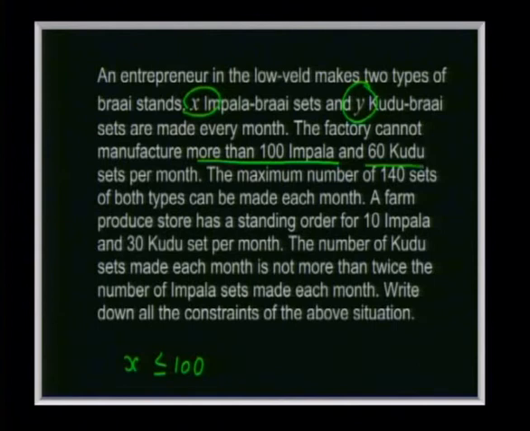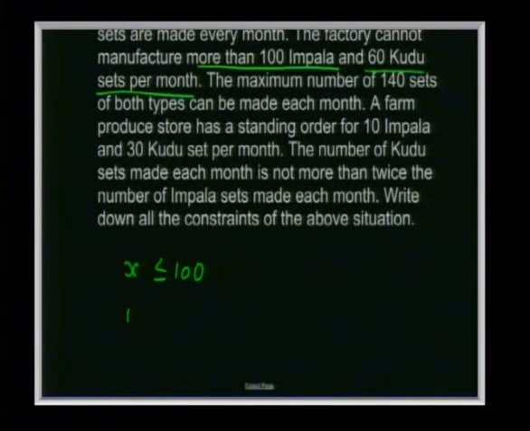And it cannot manufacture more than 60 kudu sets per month. So Y has got to be less than or equal to 60. So if we had to do a model, our model is already having a constraint at 100 over there, and already having a constraint at 60 over there. It's going to be between 0, 0 and that. It's already being constrained.